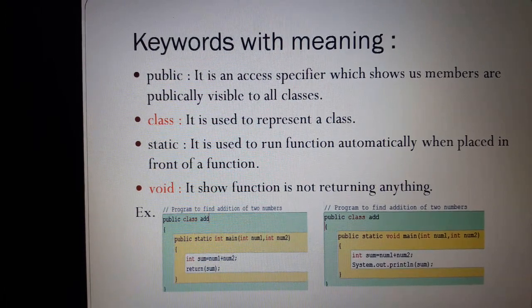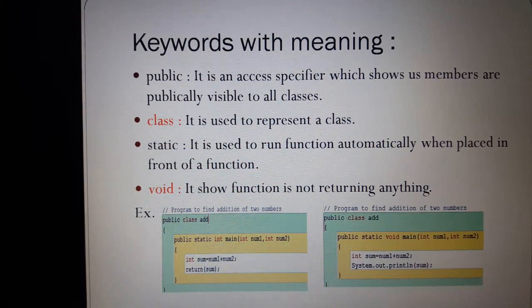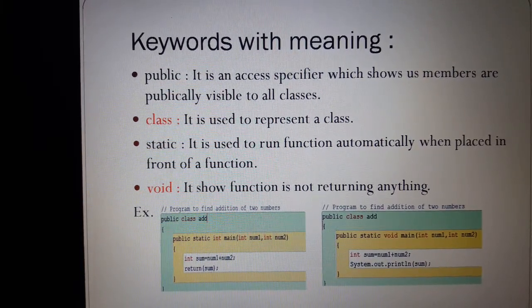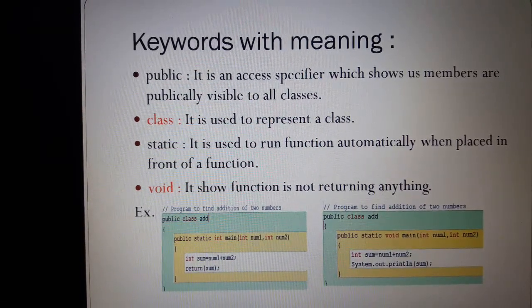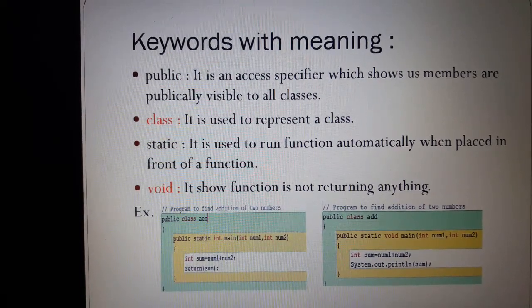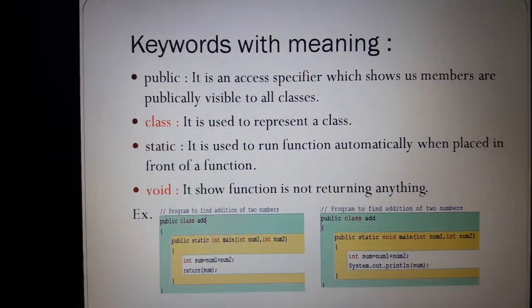The white area shows us logic, the yellow area shows us a function, and the green area shows us the boundaries of a class. Actually, yellow is the boundary of the main function, white is the boundary of logic, and the green part is the boundary of a class.